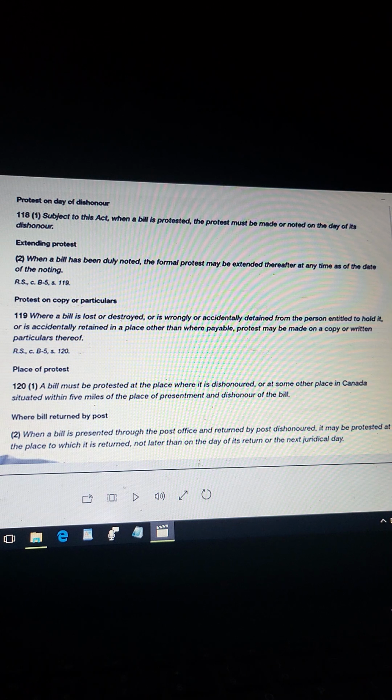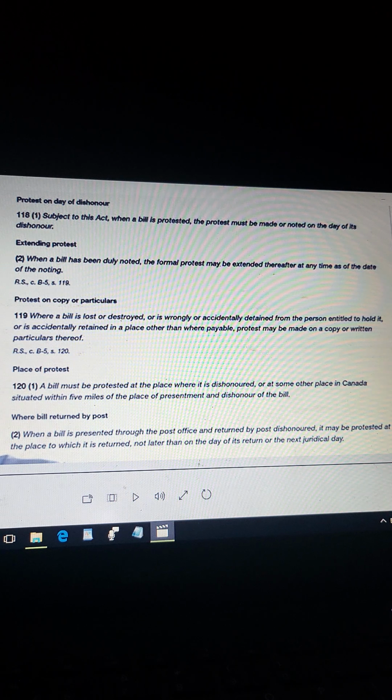Place of protest. 121. A bill must be protested at the place where it is dishonored, or at some other place in Canada situated within 5 miles of the place of presentment and dishonor of the bill.